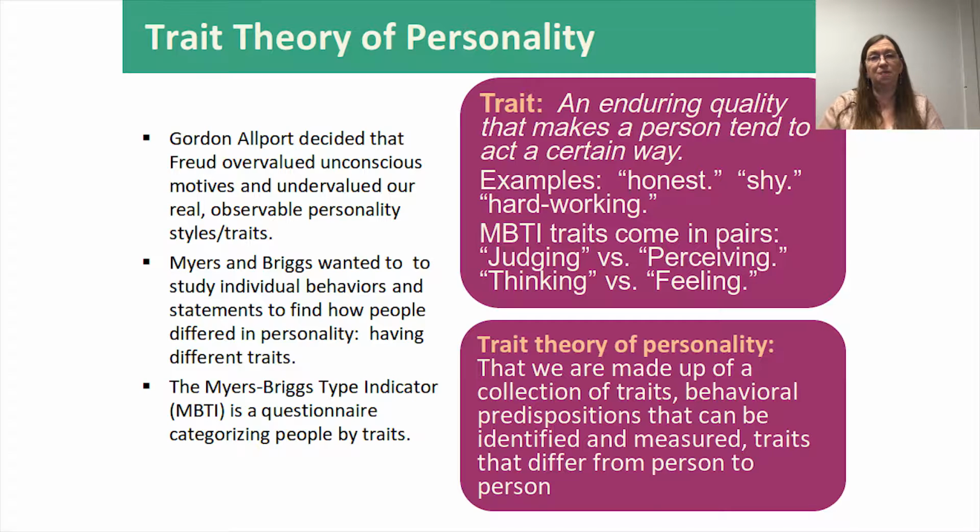The trait theory of personality says that we are made up of a collection of traits, behavioral predispositions, that can be identified and measured. And these traits differ from person to person. And so we each have our own individual blueprint of what makes us who we are.